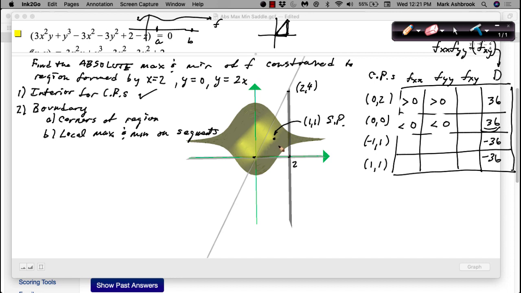And so say we had a local max. Say we had a local max in there. How would we check its z value? How would we get its z value there? Yeah, plug it into the function, right? So you're just going to take the ordered pair for your critical points and find the z value, which is the value of the function.